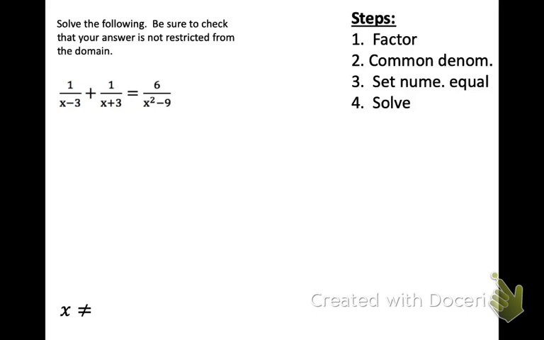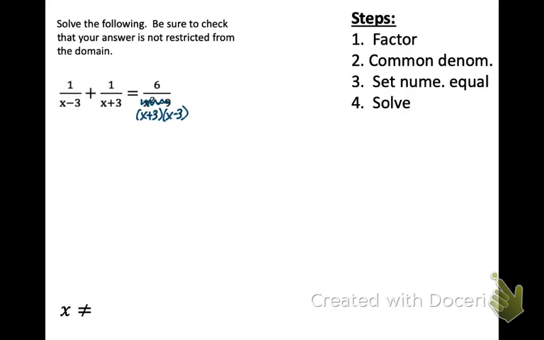Okay, next one, I do need to make common denominators again, and I'm going to start by factoring, because I noticed this x squared minus 9 is a difference of squares. So this is actually x plus 3, x minus 3. That's going to help me with my common denominators. Since this denominator has an x plus 3 and an x minus 3, that's probably what I'm going to use for my common denominator.